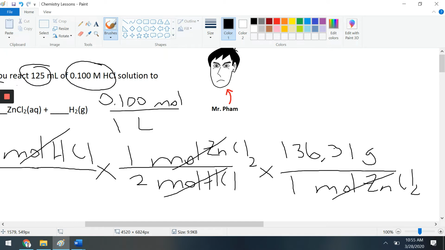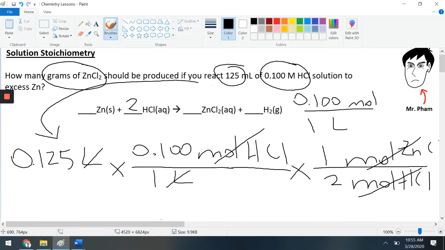The very last thing you want to do is calculate this. So with a calculator, again, you're going to take 0.125 times 0.100.